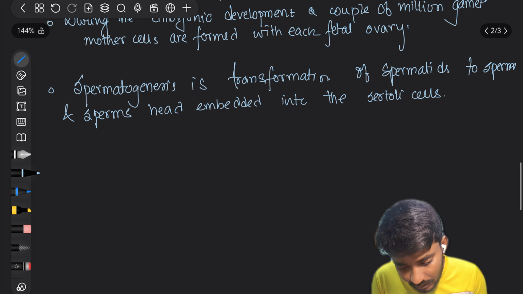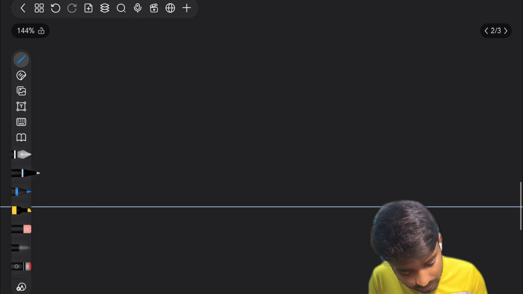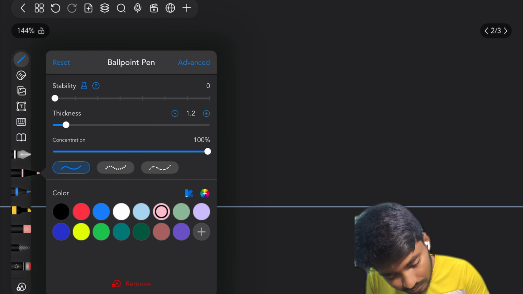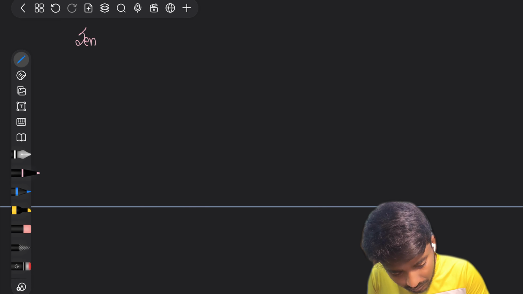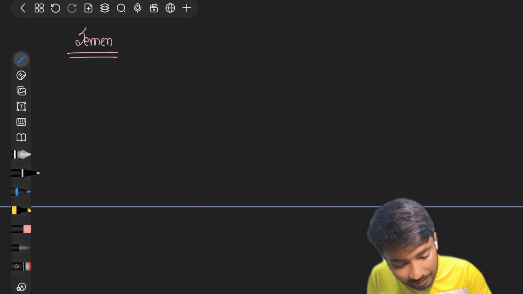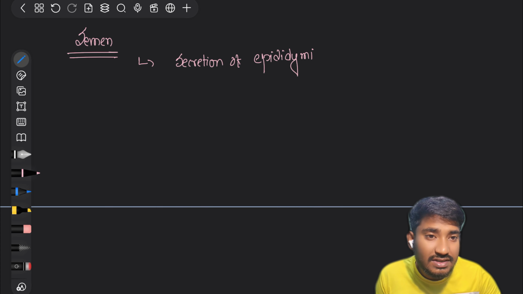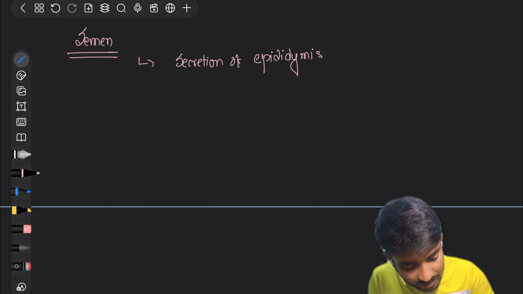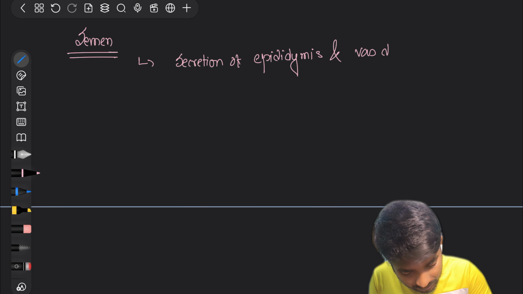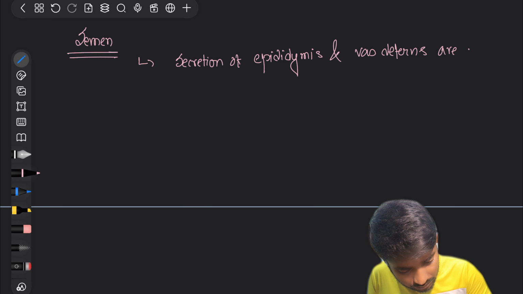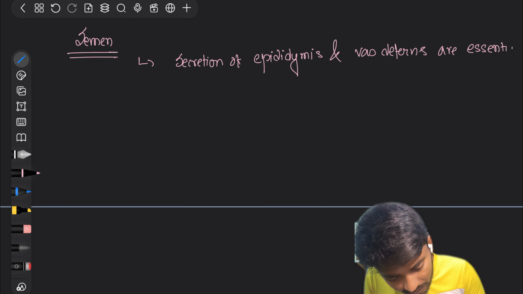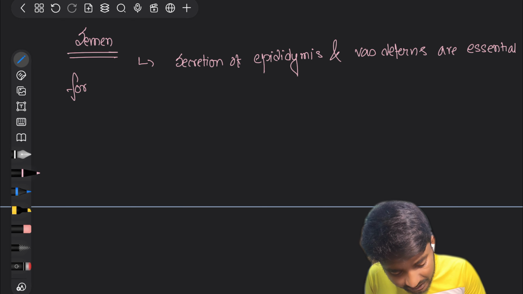Now, what is semen? The secretions of the epididymis and the vas deferens are essential for maturation and motility of sperms.